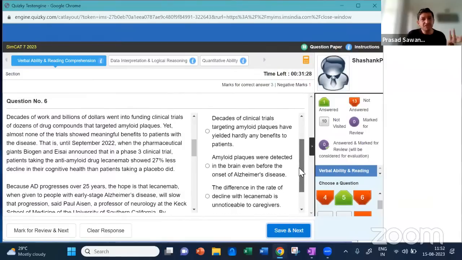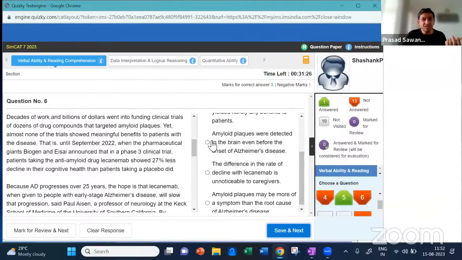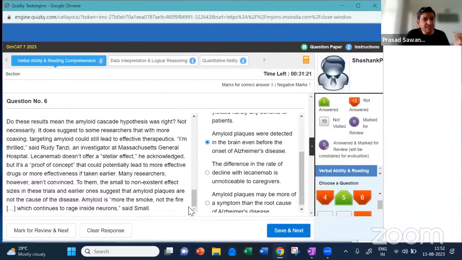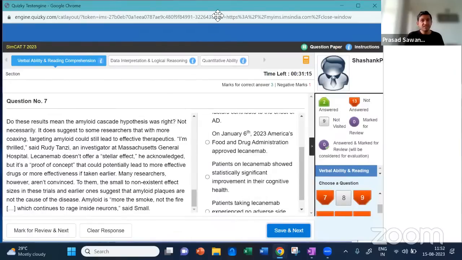Have yielded hardly any benefits according to the scientists? Yes. So I think this one might be the case because I don't think it has been mentioned anywhere that amyloid precedes what happens before Alzheimer's, right? So we are not saying that. Anyway, let's save this and go next.